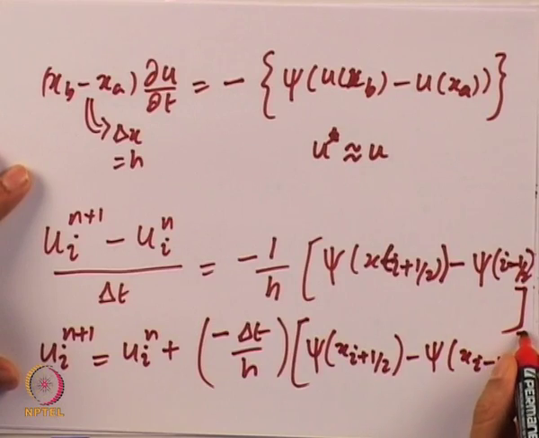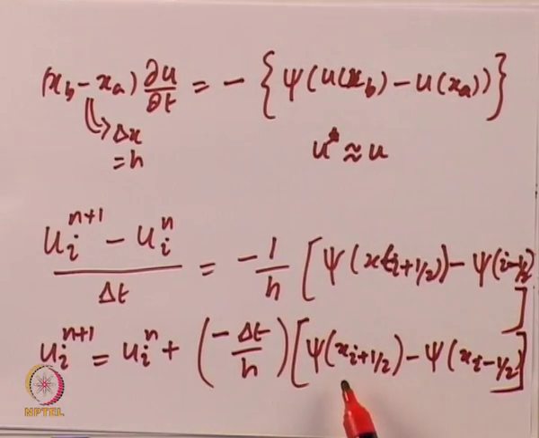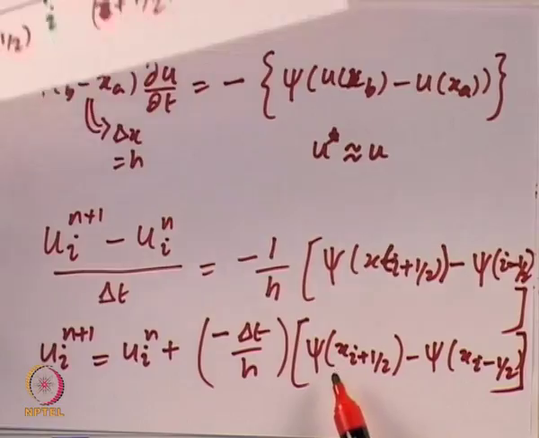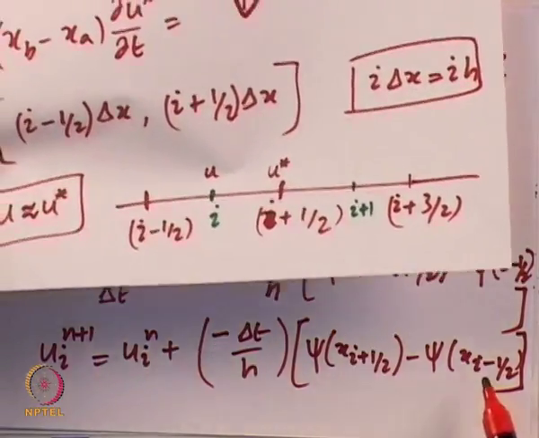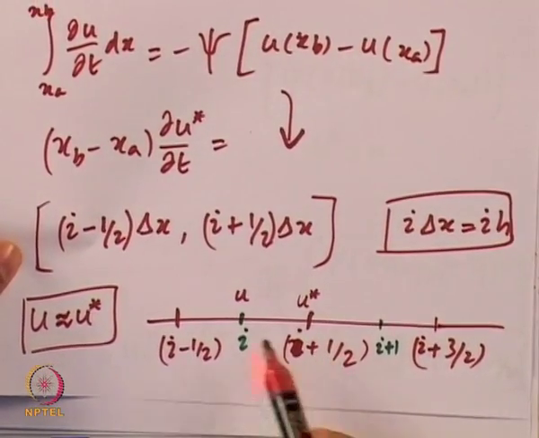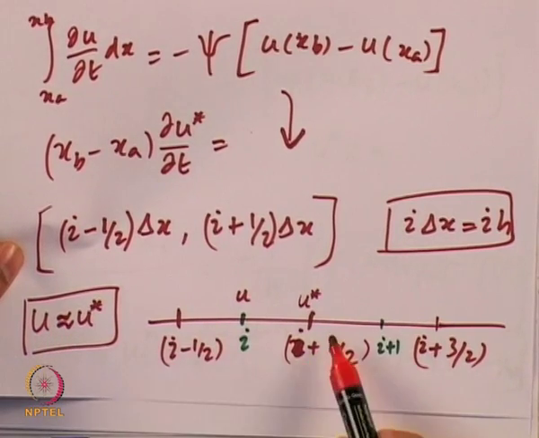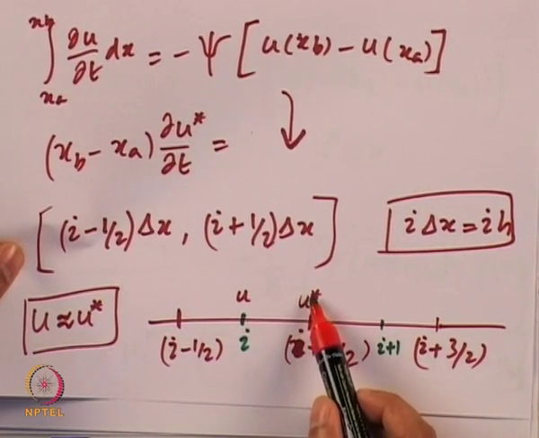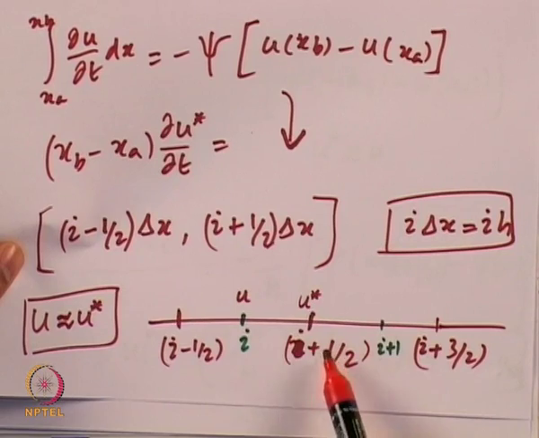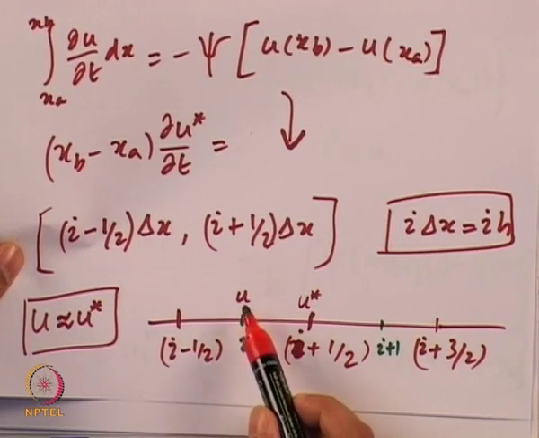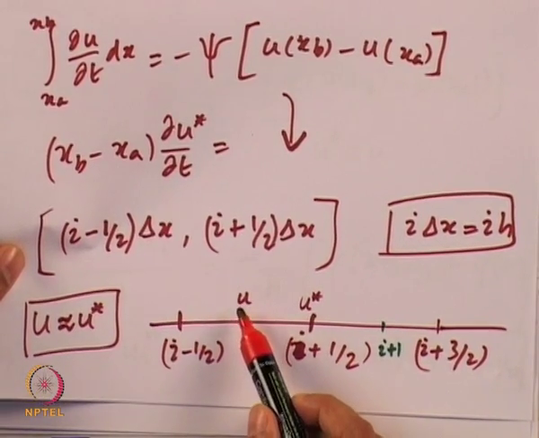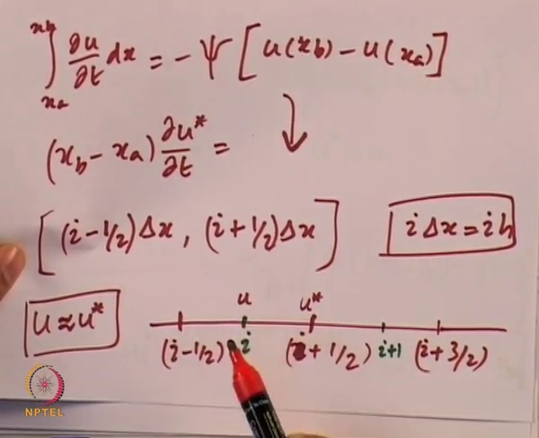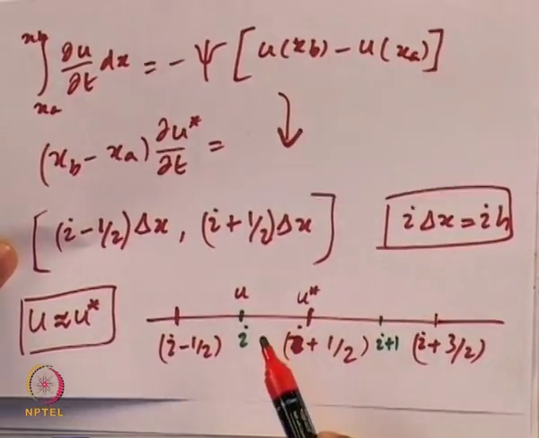And for computing the value of phi at x plus half and x minus half, I use this approximation, which is the flux, the field value at this point at i plus half and i minus half is going to be given by the value of the flux at center itself. So this is a very crude approximation.